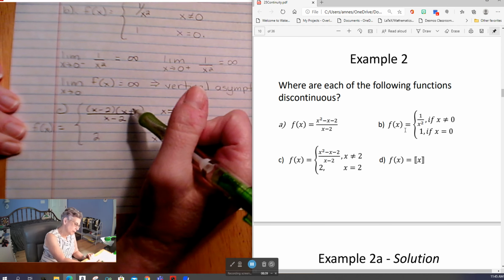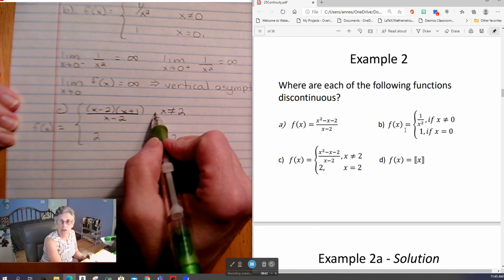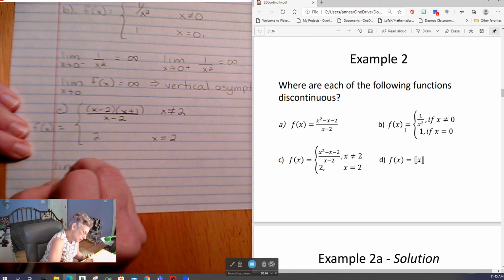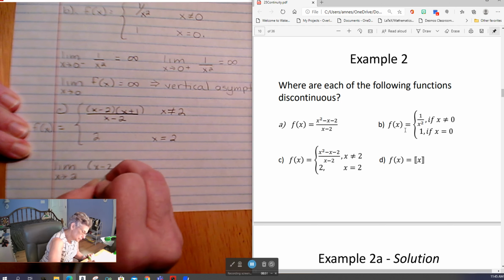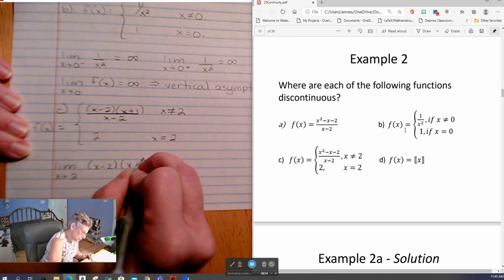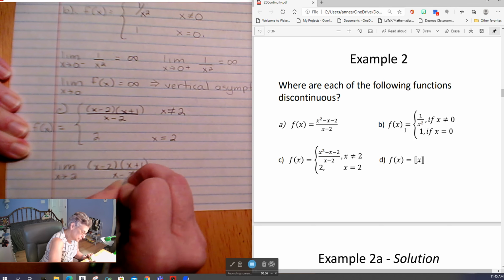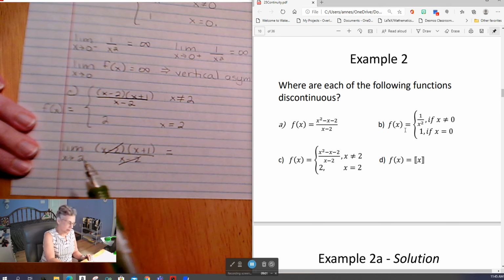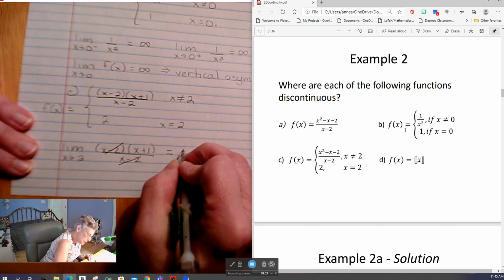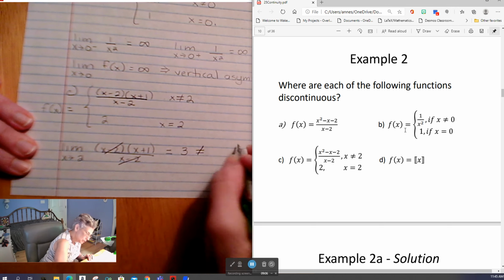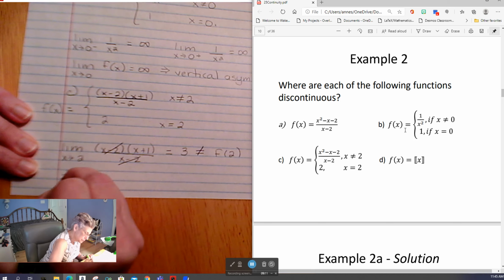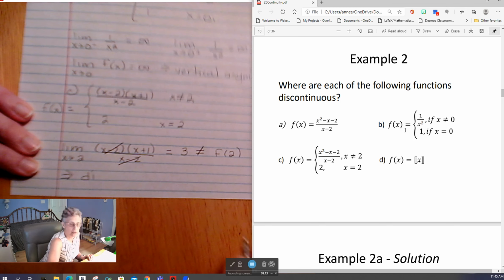Well, we already know that the function exists and the limit exists. Let's look at the limit as x approaches 2. As x approaches 2, this limit approaches 2 plus 1, which is 3, which does not equal f of 2. So we are discontinuous.